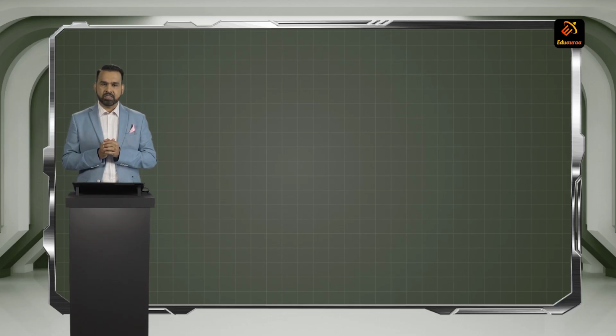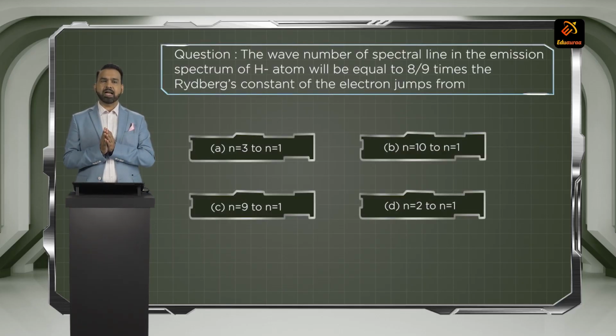Okay, moving to the next question. The wave number of the spectral line in the emission spectrum of the hydrogen atom will be equal to 8 by 9 times the Rydberg's constant if the electron jumps from which level? That means you have to find out n1 and n2 using Rydberg's expression. 8 by 9 times is given to you. When you find out n1 and n2, n1 should be 1 and n2 should be 3. That means the jump is from 3 to 1. Yes.